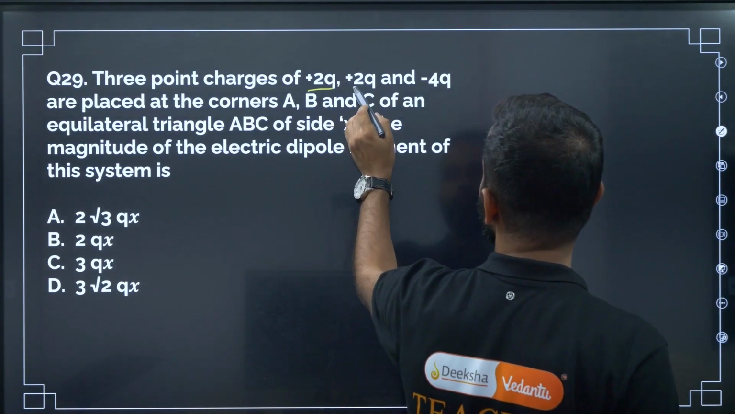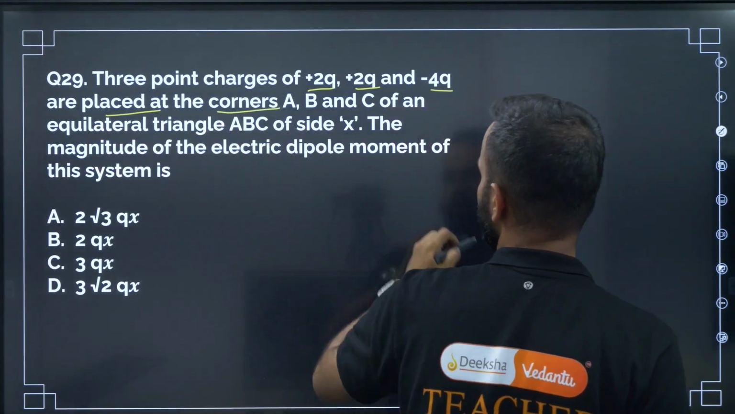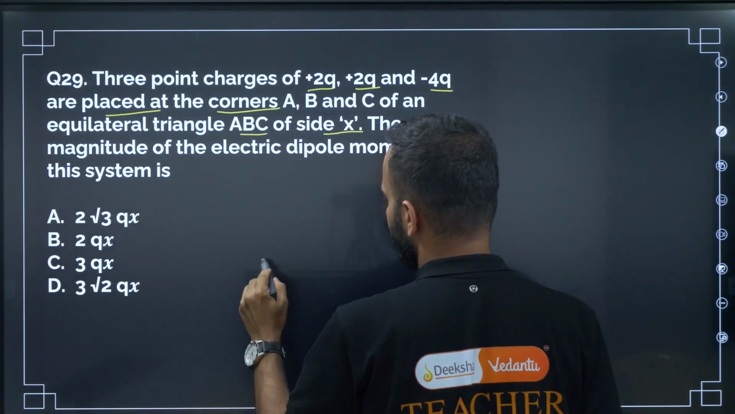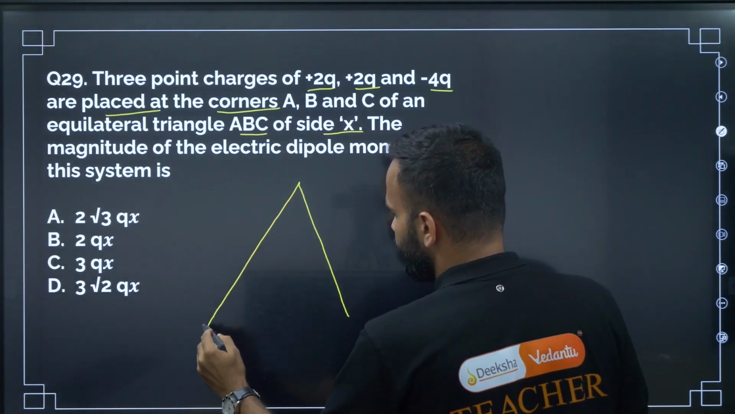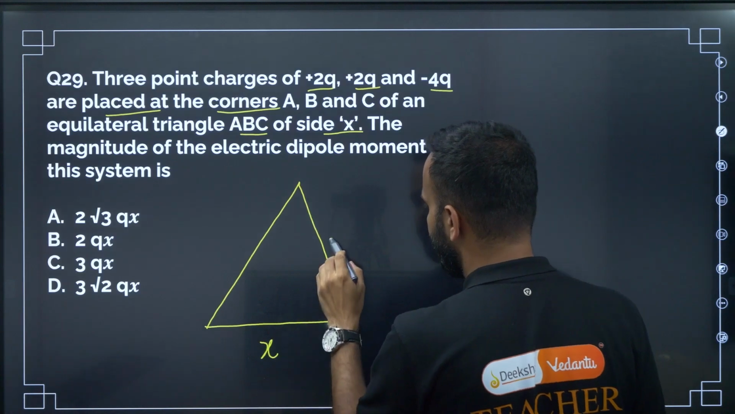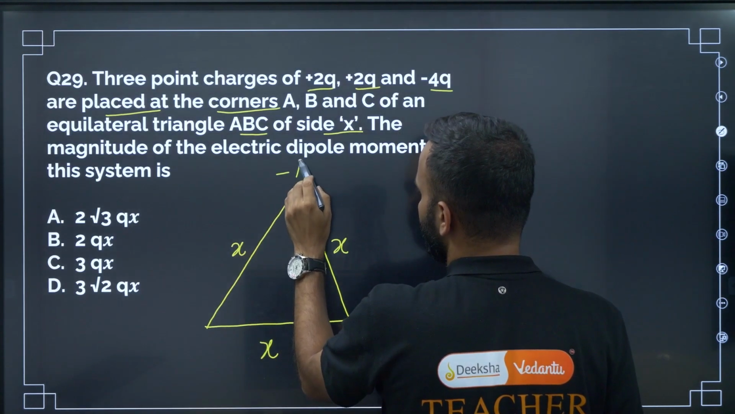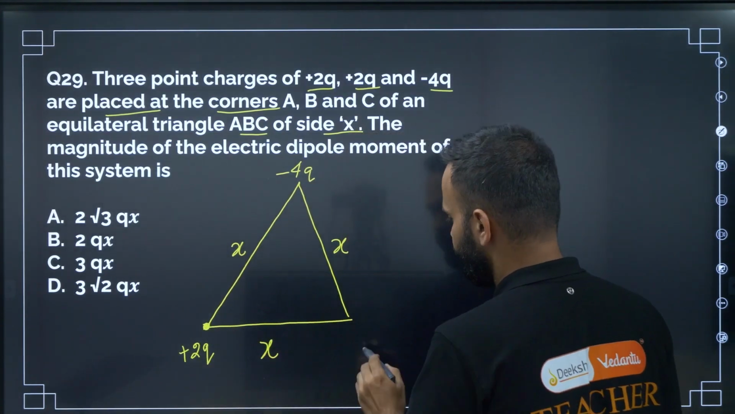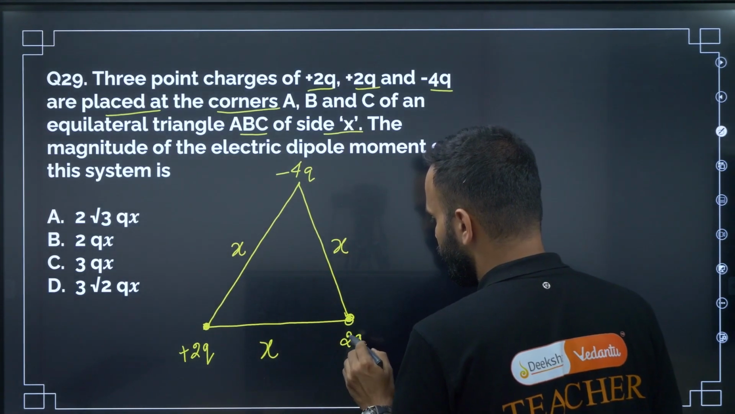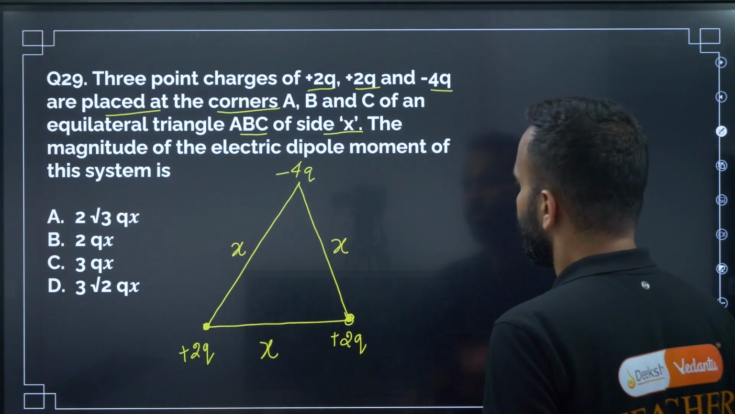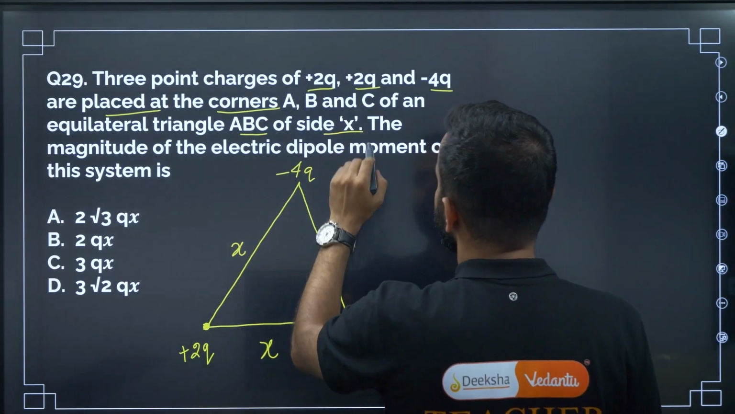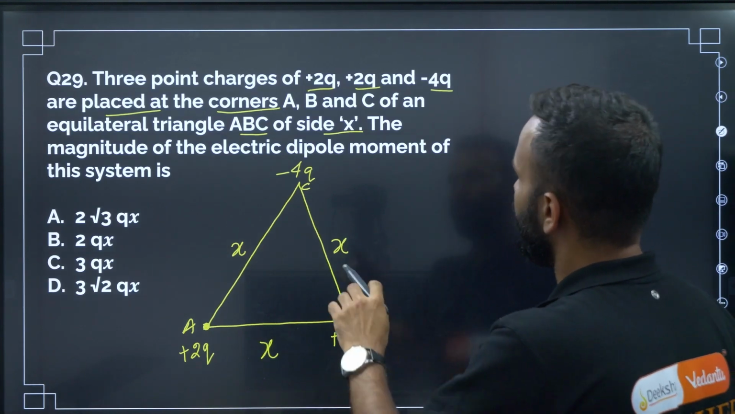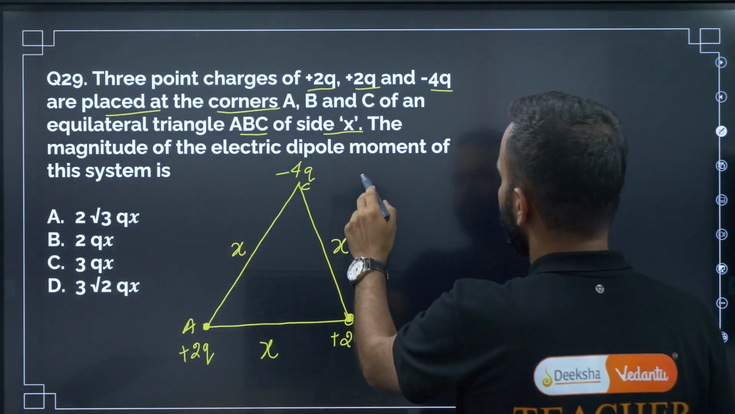Three point charges plus 2q, plus 2q and minus 4q are placed at the corners A, B and C of an equilateral triangle ABC of side X. Okay. So let us draw the equilateral triangle of side X. Here minus 4q is placed. Here plus 2q is placed. Here plus 2q is placed. So here this is A, this is B and C. The magnitude of the electric dipole moment of this system.